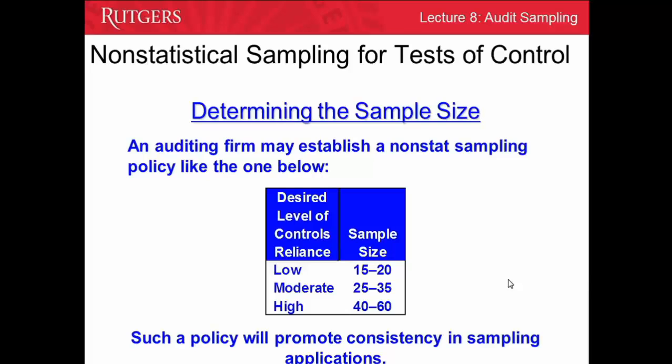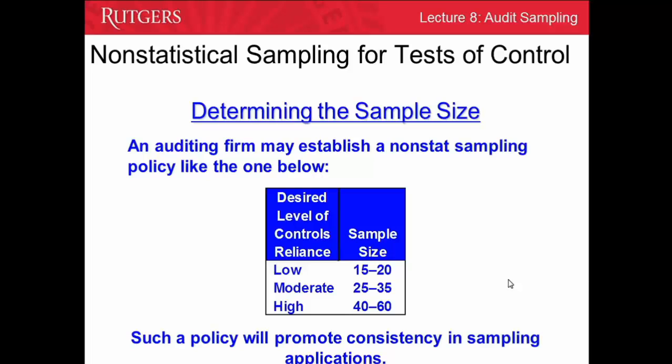Then let's talk about non-statistical sampling for tests of control. When conducting a non-statistical sampling application for tests of controls, the auditor considers each of the steps in the statistical sampling for tests of controls we have gone through. The only differences between non-statistical and statistical sampling occur in the following steps: determining the sample size, selecting the sample items, and calculating the computed upper deviation rate.